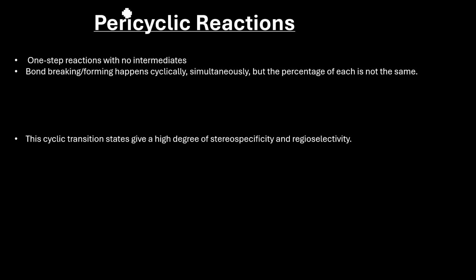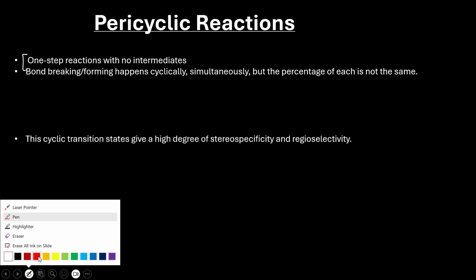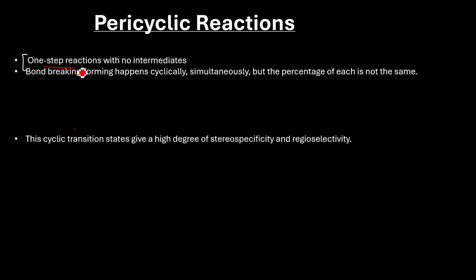Now when we go into the details, like what these pericyclic reactions are, there are a few things you need to remember. One thing is that pericyclic reactions are a completely different sector in our organic chemistry, and you have to know that these are one step reactions. So let me take a red color. These are one step reactions with no intermediates.